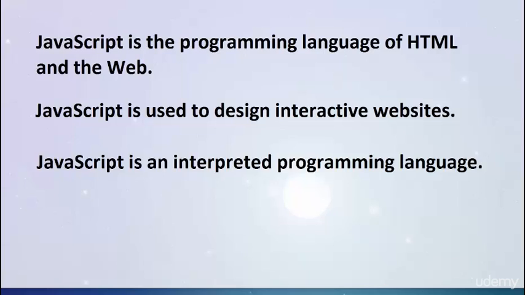Now one more thing which you need to remember about JavaScript is that JavaScript is an interpreted programming language. That is, JavaScript is interpreted, or another word for interpreted is that it is compiled by your web browser. So it is called an interpreted programming language.